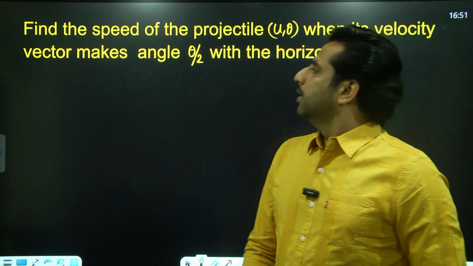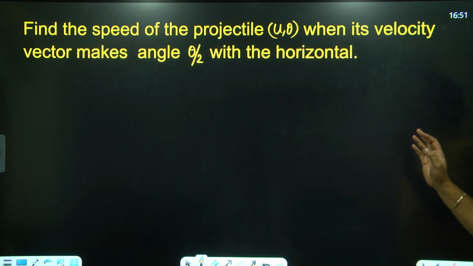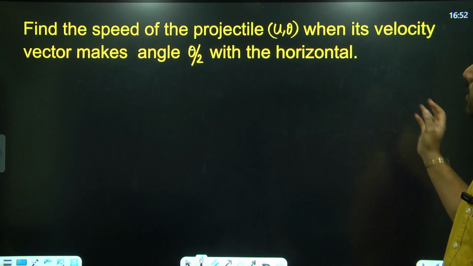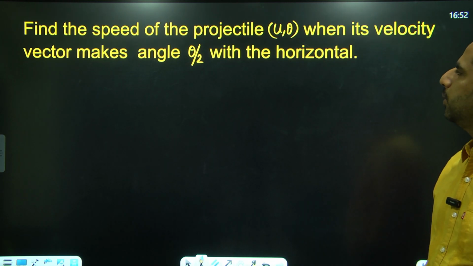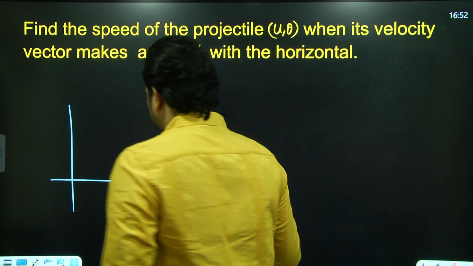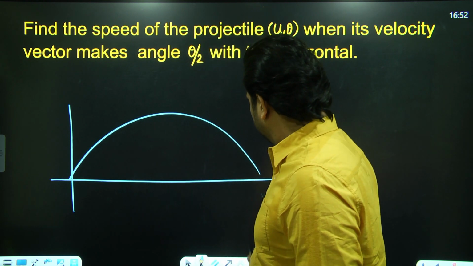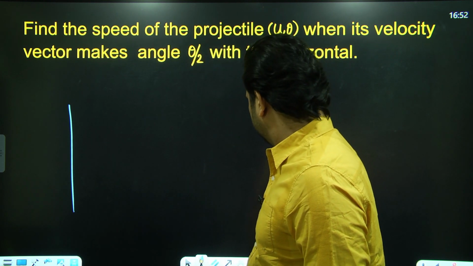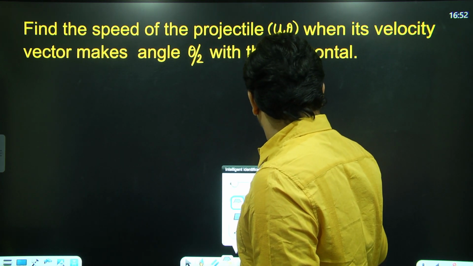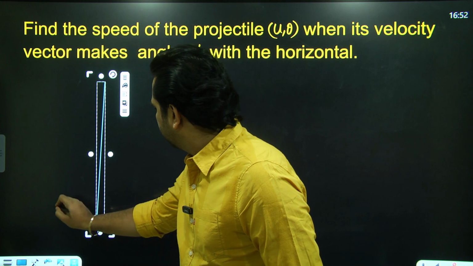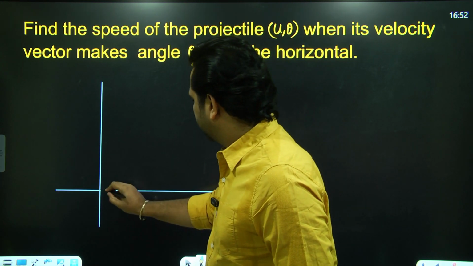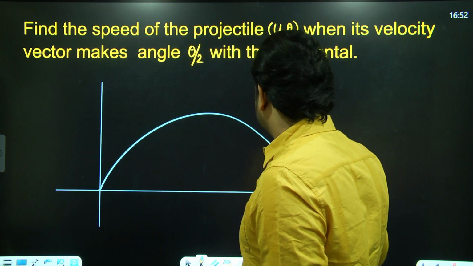Look at this question. Find the speed of the projectile (u, theta), that is, speed u projected at an angle of projection theta, when its velocity vector makes angle theta by 2 with the horizontal. So draw the figure. This is the projectile. Let me draw it neatly. So, coordinate axis. This is the projectile.